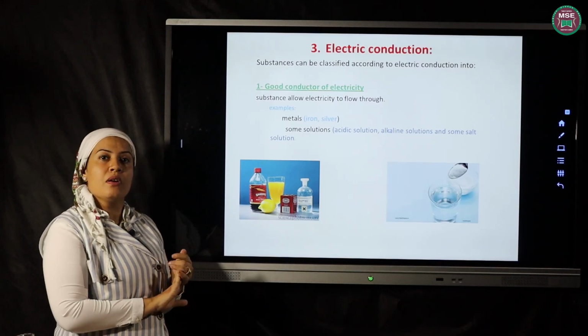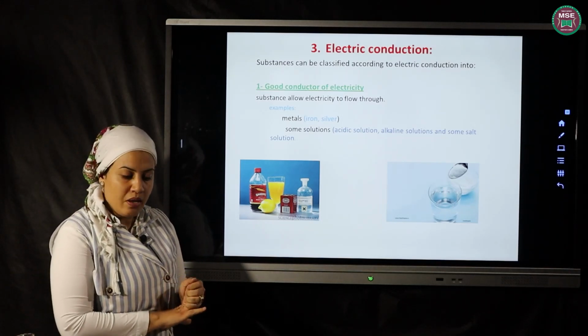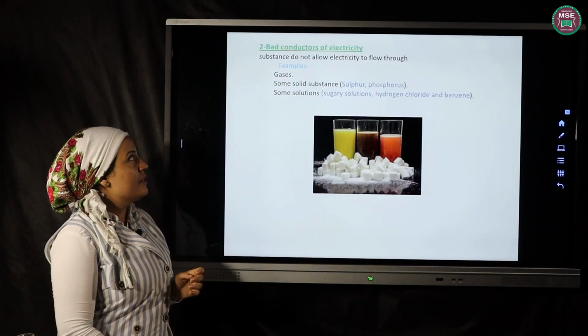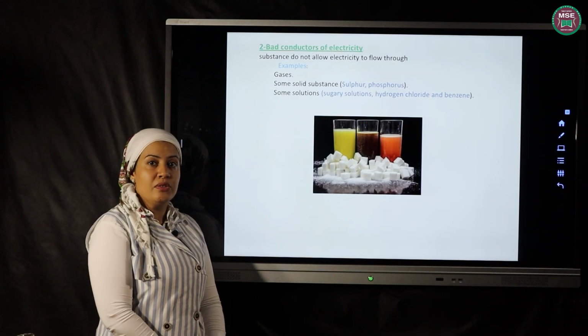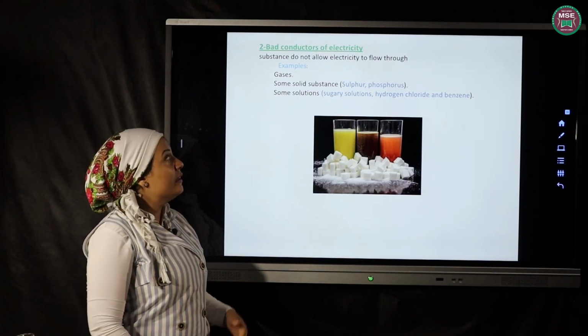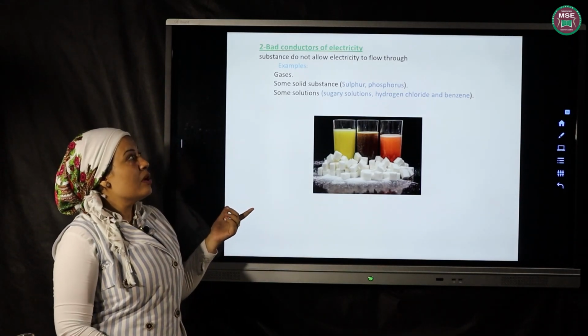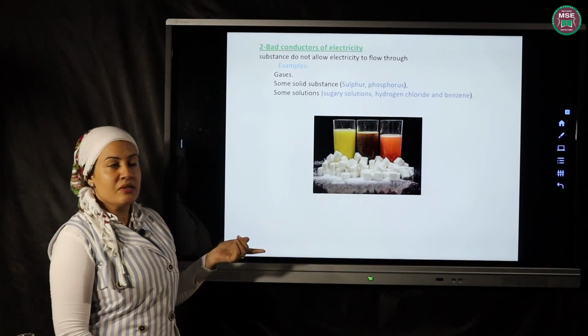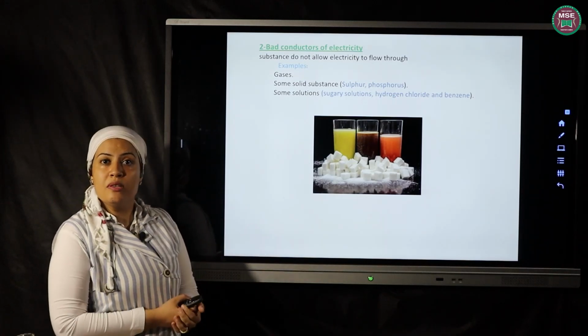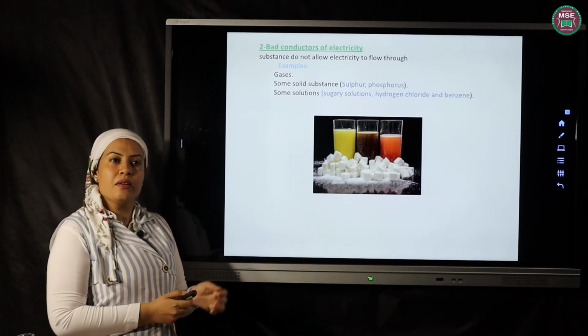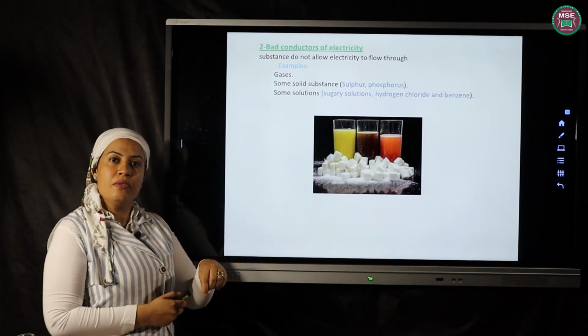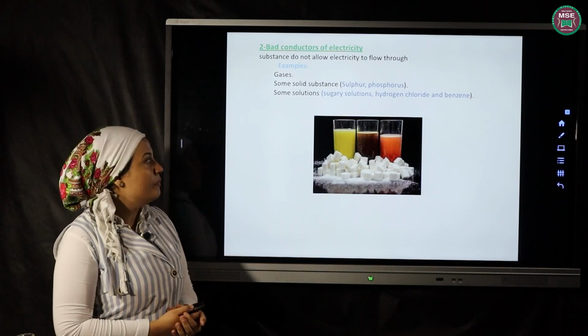All these solutions are good conductors of electricity. Now we will talk about the bad conductors of electricity. They are substances that don't allow electricity to pass through them, like gases, some solid substances like sulfur and phosphorus, and some solutions like sugary solution, hydrogen chloride and benzene. Sugary solution is like when we put a spoon of sugar inside the water and dissolve it carefully, okay?